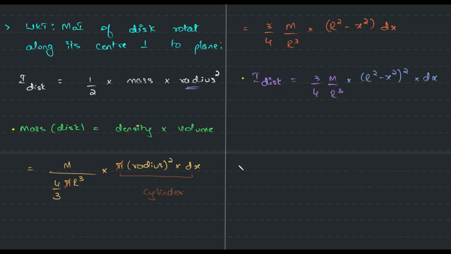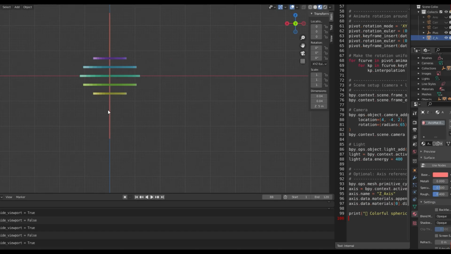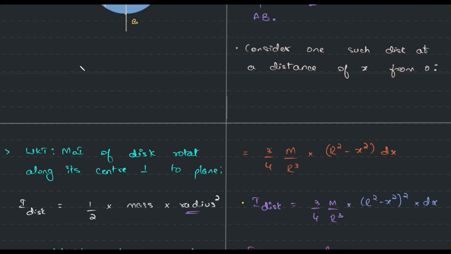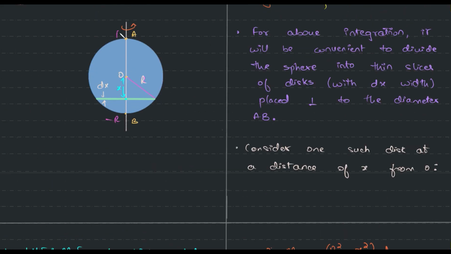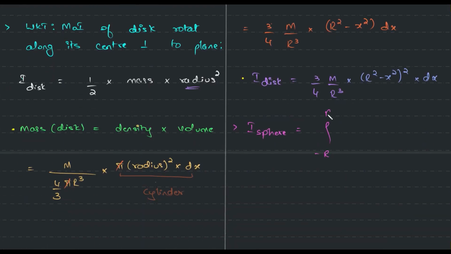Okay, so we have the basic formula now. And now we'll move on to the sphere, which will be integrating from one end of the radius to the other end. So let me show this: one end of the radius to the other end, so minus r to r. This will be your minus r, that will be your r. So we are integrating from minus r to r the value of I disk. I'm not going to write the limits again and again over here, so please see to it that you write it.